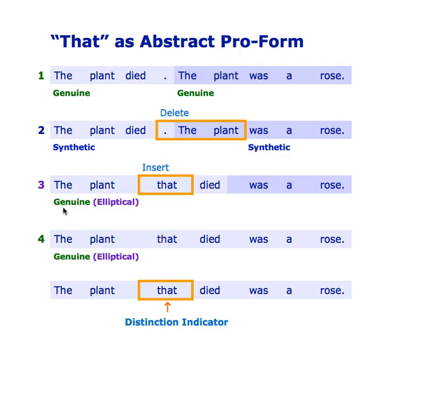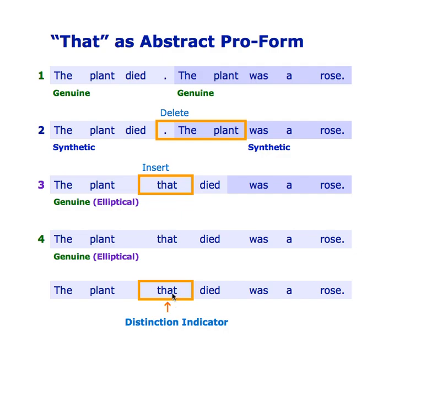Now we have a genuine clause, but it's somewhat elliptical because we know in our minds that something's missing, something was omitted. Now on this level here, we have the plant that died was a rose. So we have the complete sentence. It's a genuine clause. It's an independent clause, but it has the flavor of being elliptical because we know we had a transformation here. We had a deletion and an insertion. So we're left with the plant that died was a rose, and now we know that this word that is our distinction indicator. Okay, that's all it is.